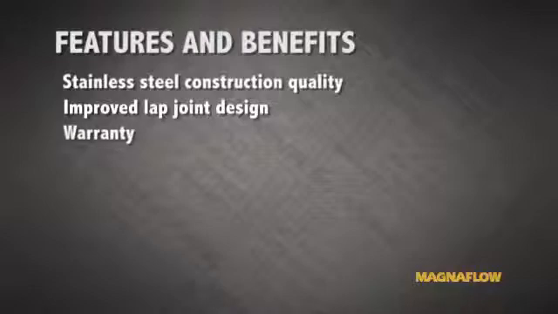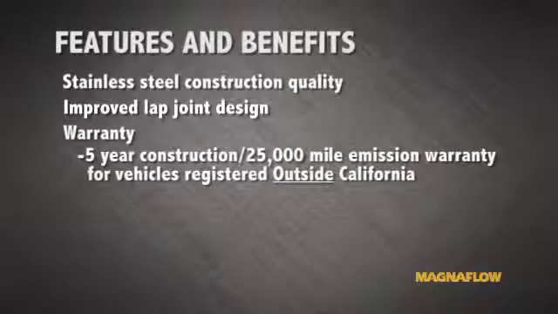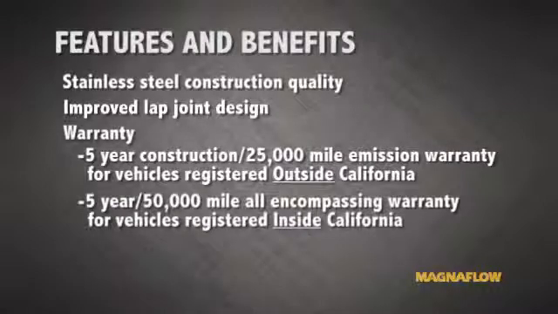And the third feature is the warranty. For vehicles operated outside the state of California, we have a 5-year construction warranty and 25,000-mile emissions warranty. For those vehicles operated and registered in the state of California, we have a 5-year, 50,000-mile warranty all-encompassing.